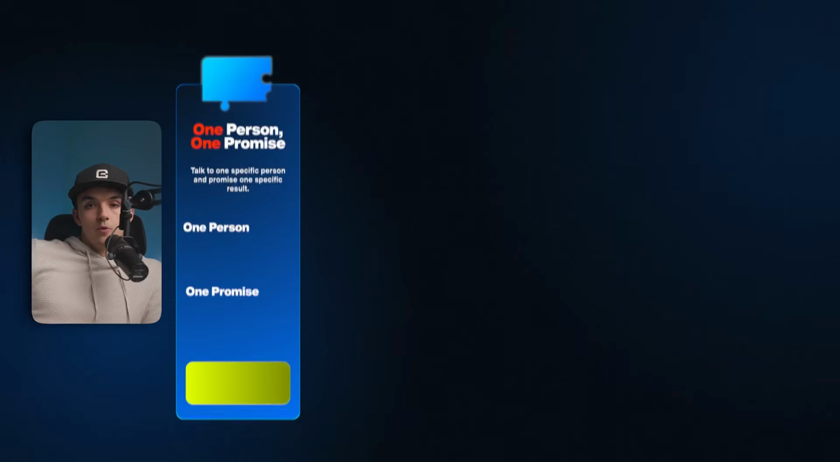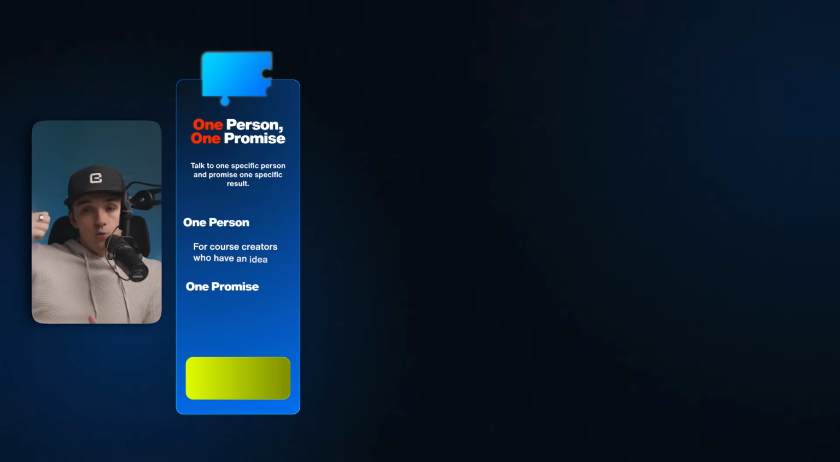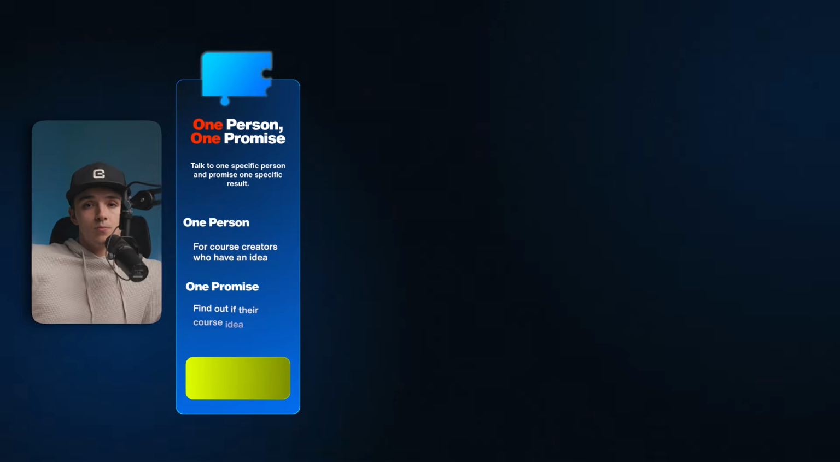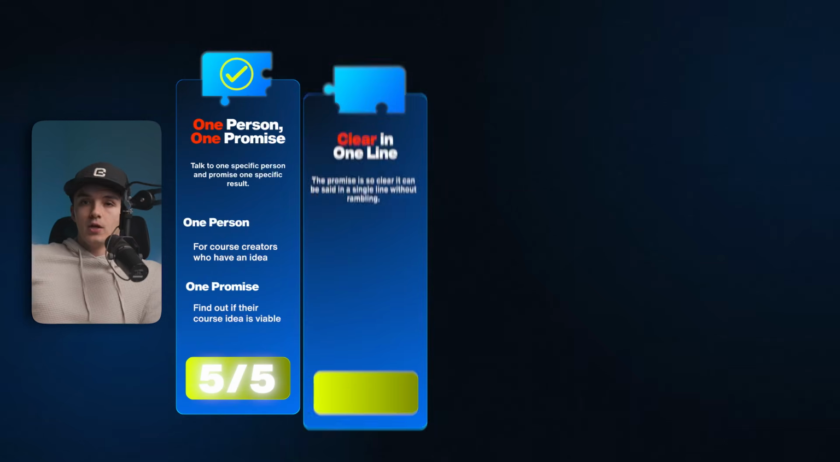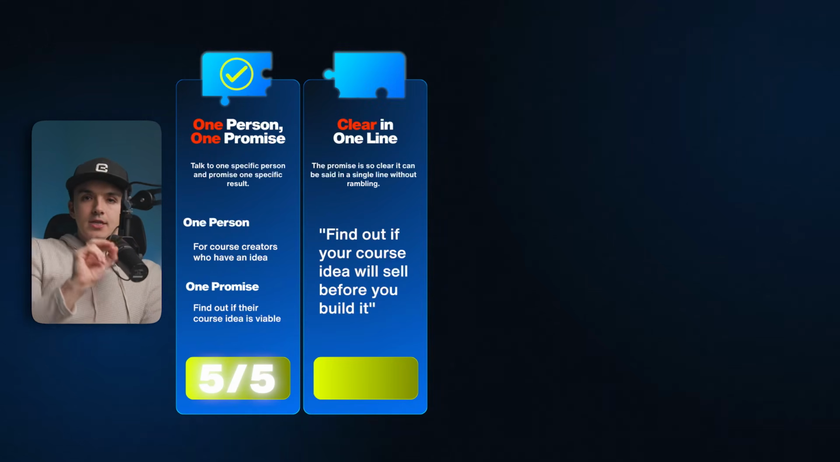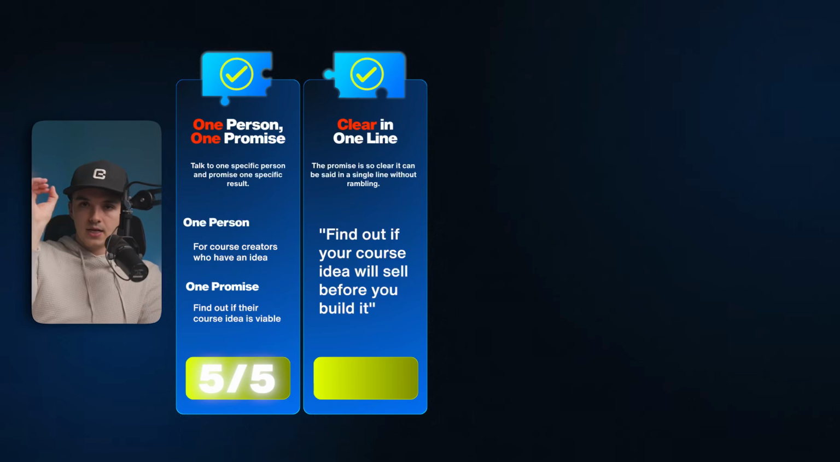Okay, first you got rule number 1, one person, one promise. It is for course creators who have an idea but don't know if it'll sell. One person. The promise, find out if your course idea is viable before you waste months building it. One promise. That's a 5 out of 5. Rule number 2, clear in one line. Find out if your course idea will sell before you build it. So easy to market, done, 10 seconds, 5 out of 5.